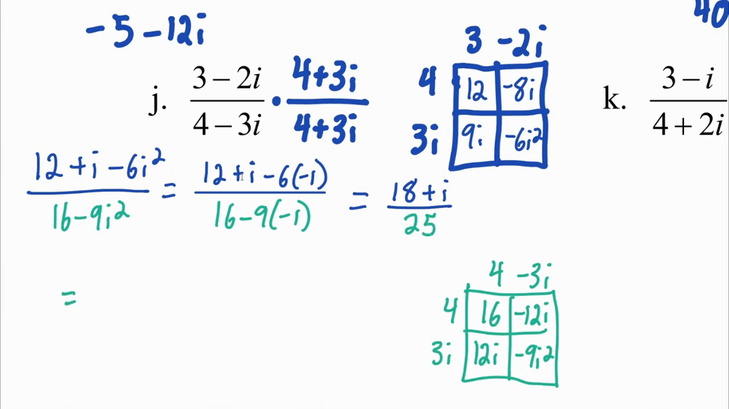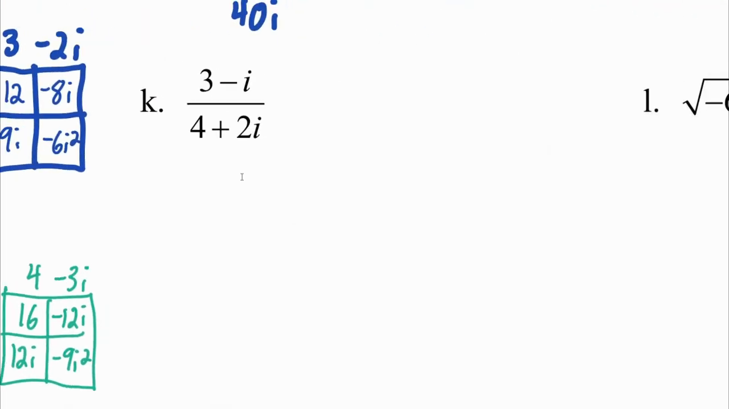Again, you can split this up and write this as like 18 over 25 plus 1 over 25 i. But I'm okay if you leave it as one whole fraction. All right, we'll do one more example of this. So again, here I should be multiplying by the complex conjugate, 4 minus 2i, on the top and the bottom.